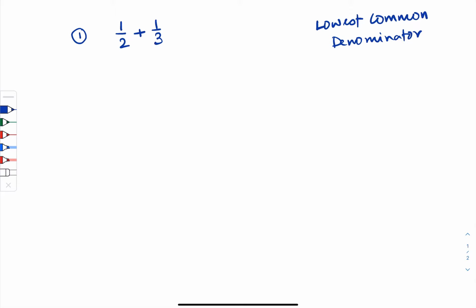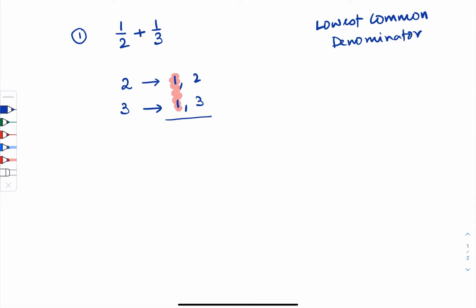Let's take the first denominator, that's 2. What are the factors of 2? Well, 1 and 2, basically. Let's take the next denominator, 3. The factors of 3 are 1 and 3. As you can see, 1 is the only common factor between both of these.